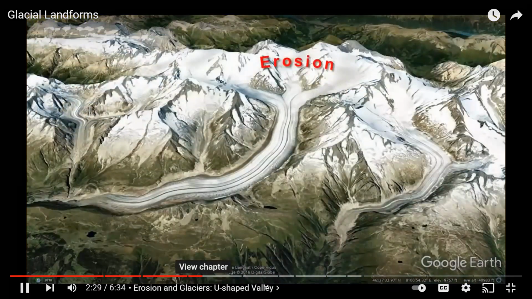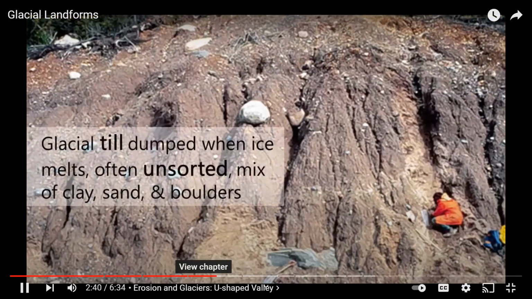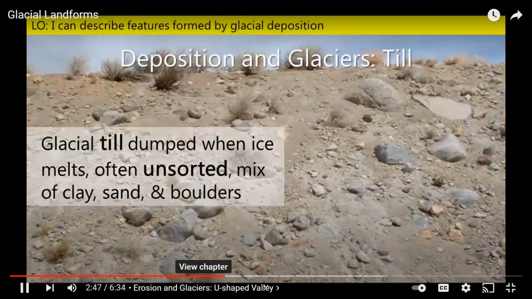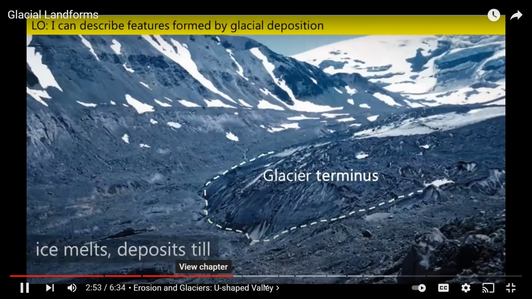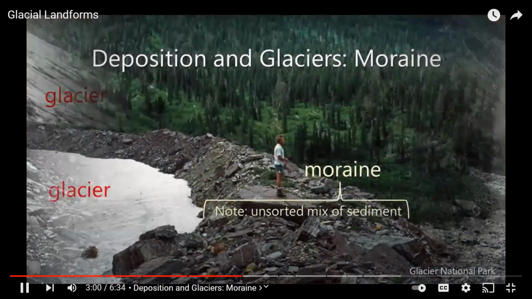Up to now, we've been focusing on processes that cause erosion. Now we want to turn our attention to features formed when glaciers deposit material near their terminus. Most deposits left behind by glaciers are composed of a generally unsorted mixture of clay, silt, sand, and boulders, known as glacial till. Ice at the terminus of a glacier will melt and dump piles of till. If the position of the terminus remains stationary for some time, it can leave behind a ridge of unsorted till known as moraine.